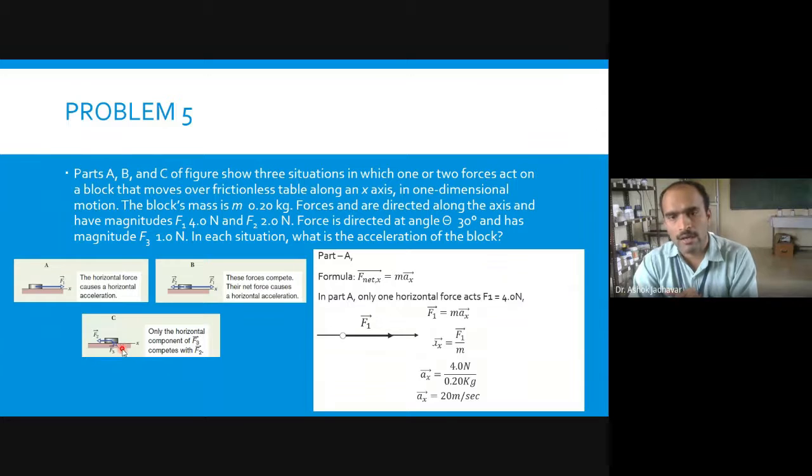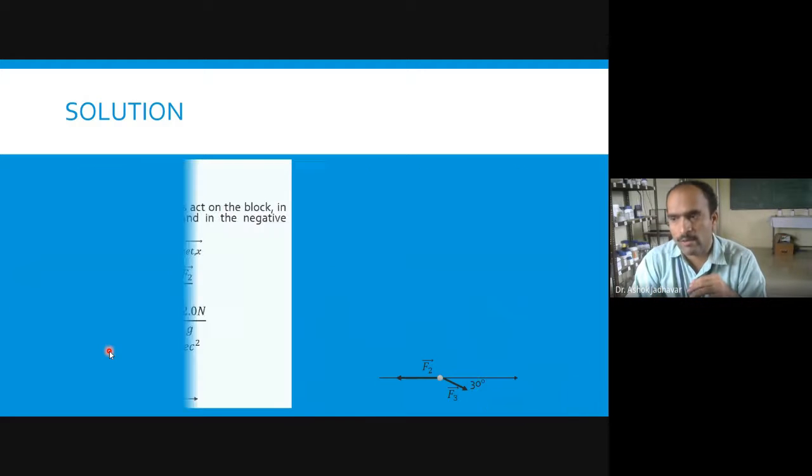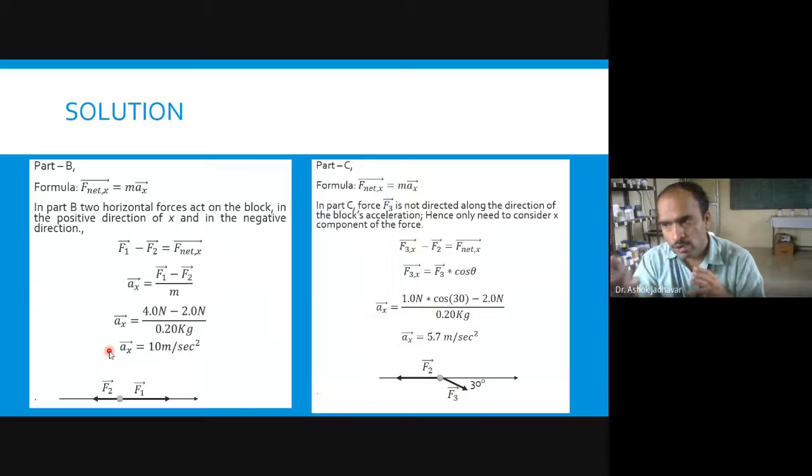I have to consider a component of x. Am I correct? Sorry, component of this F3 force. We have to consider force along the x-axis and force along the y-axis. So let us look at the diagram here, whatever I have shown here. Now let us look at F3. F3 is shown in the downward direction, not completely downward, with some angle theta. Then F2 is along the minus x-axis.